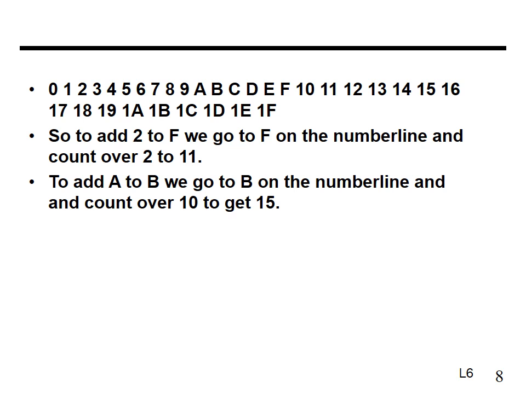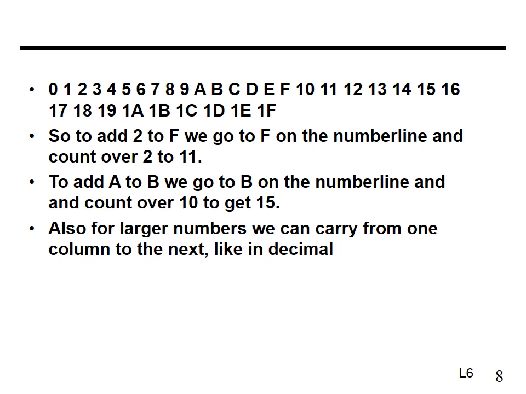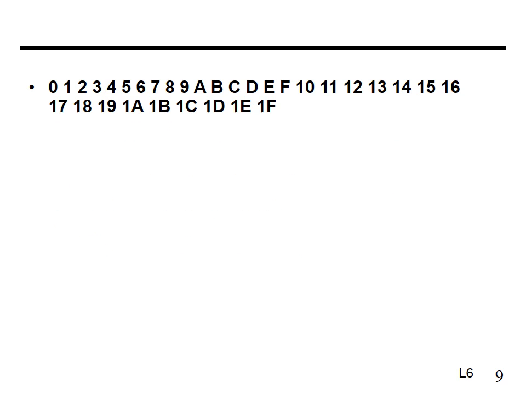To add A to B, just go to B on the number line. Remember that A is equal to 10. Just count over 10 from B, and you get to 15. And for larger numbers, we can do the very same thing, just add each column individually, just like in decimal.